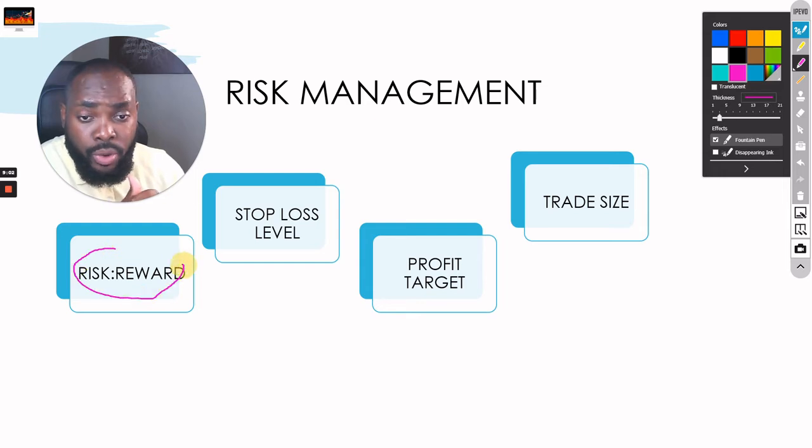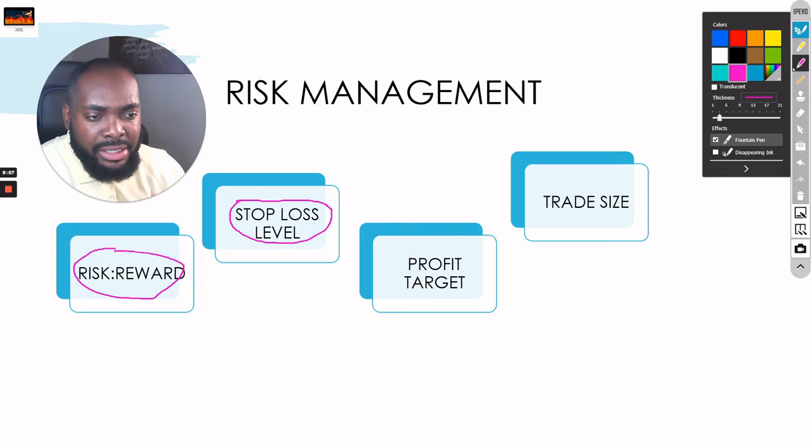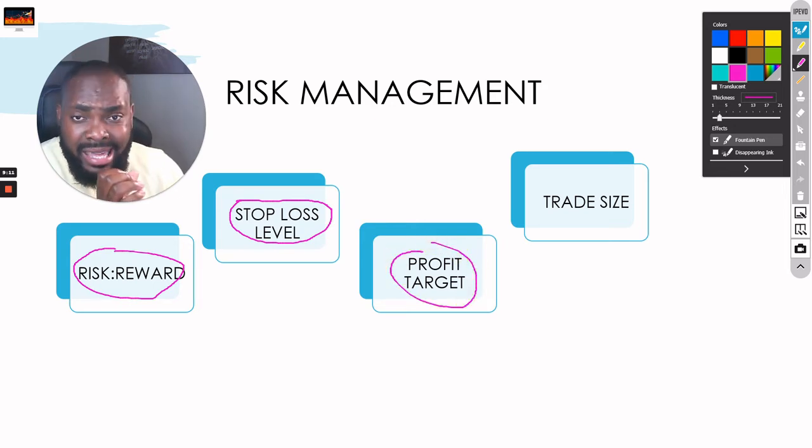All right, so when it comes to risk management, these are key elements that we have to focus on: risk to reward ratio, our stop loss level as it relates to the trade, what is the projected target, and then this one is a key factor in why most traders fail.